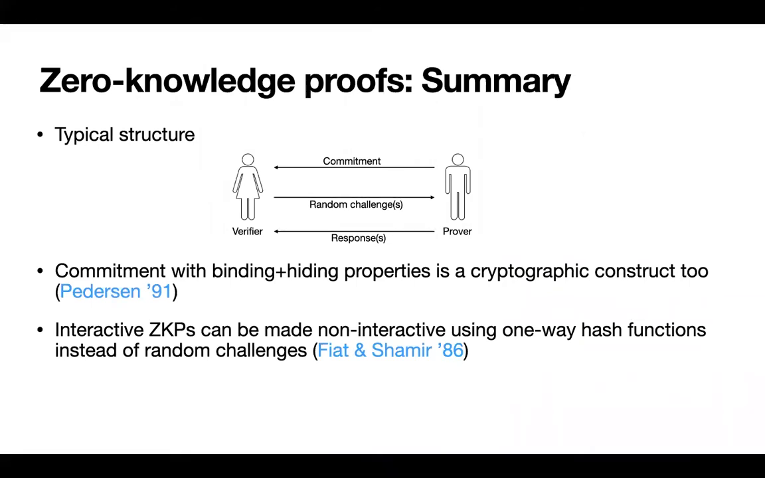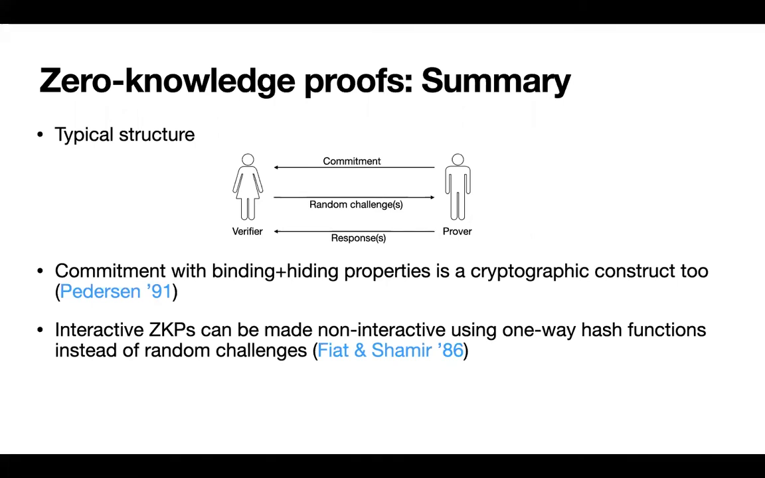So you have a commitment step, and then you have some random challenges given by the verifier, and they are followed by a response by the prover. And this commitment is actually not just a physical concept, it's a cryptographic construct too. You have these binding and hiding properties in that commitment primitive. And then the other point is that this mechanism of proving was interactive, and that is inconvenient in many contexts.